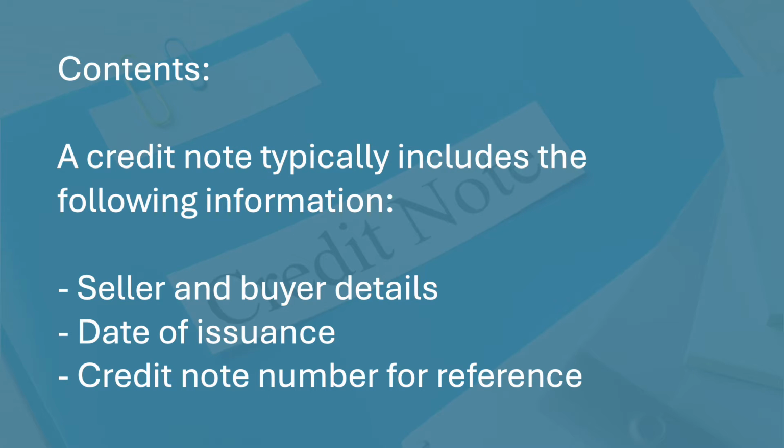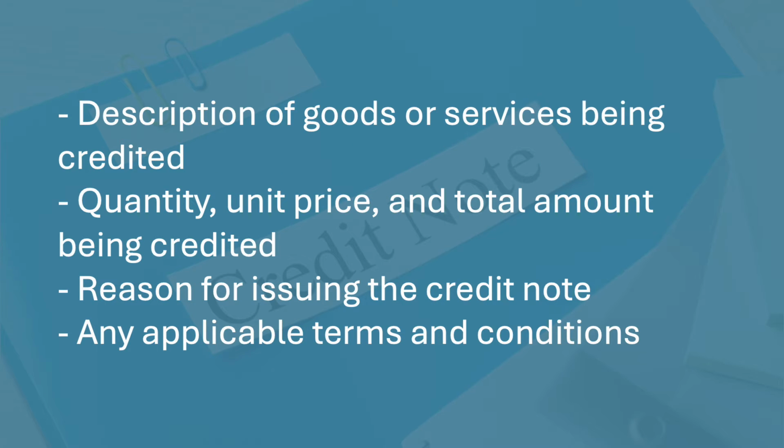Contents. A credit note typically includes the following information: seller and buyer details, date of issuance, credit note number for reference, description of goods or services being credited, quantity, unit price, and total amount being credited, reason for issuing the credit note, any applicable terms and conditions.